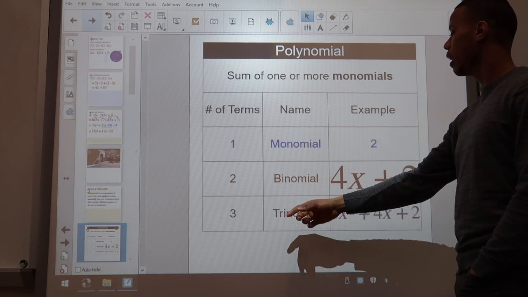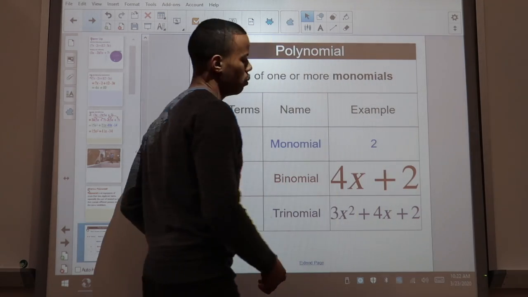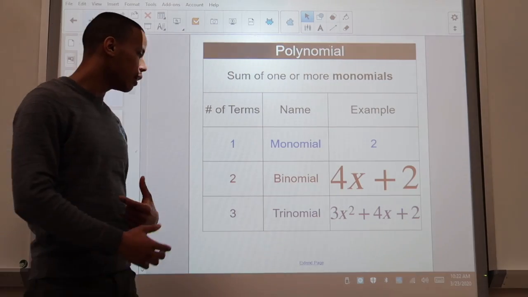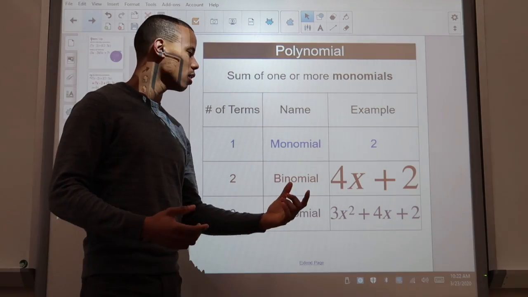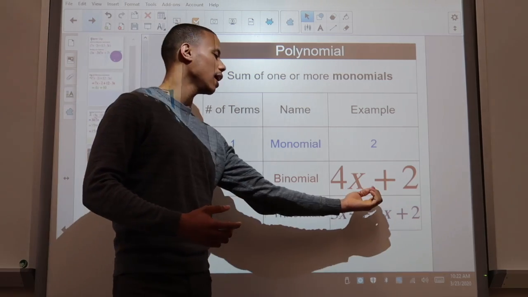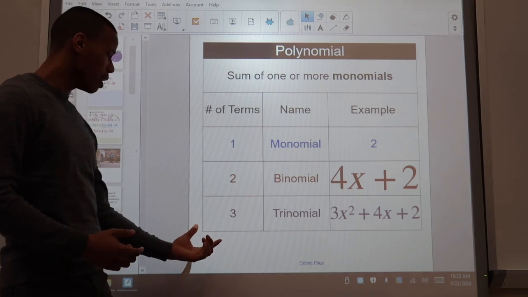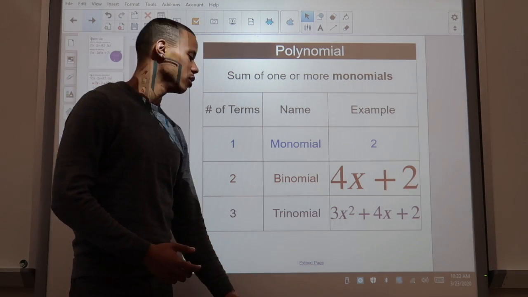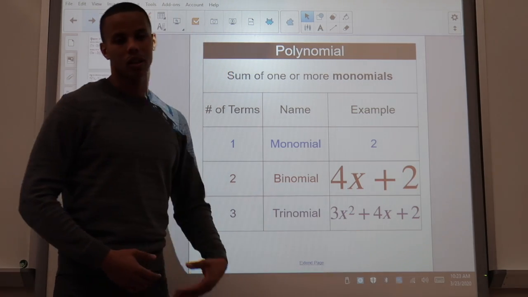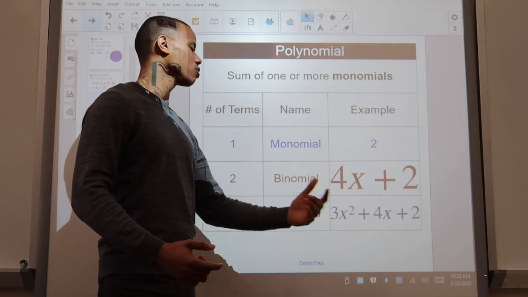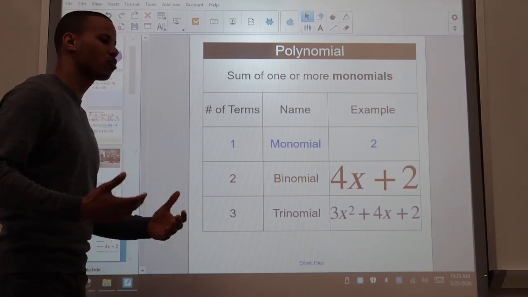A binomial has 2 terms. In this case, we have 4x plus 2, or x plus y. Any 2 monomials that you cannot combine. So a binomial is 2 monomials. A trinomial has three terms. In this case, notice how you have 3x squared plus 4x plus 2. Another good example would be x plus y plus 2, and so on and so forth.